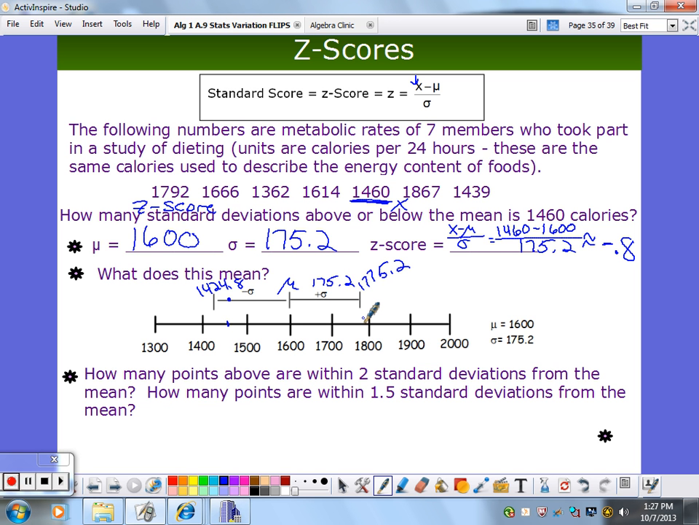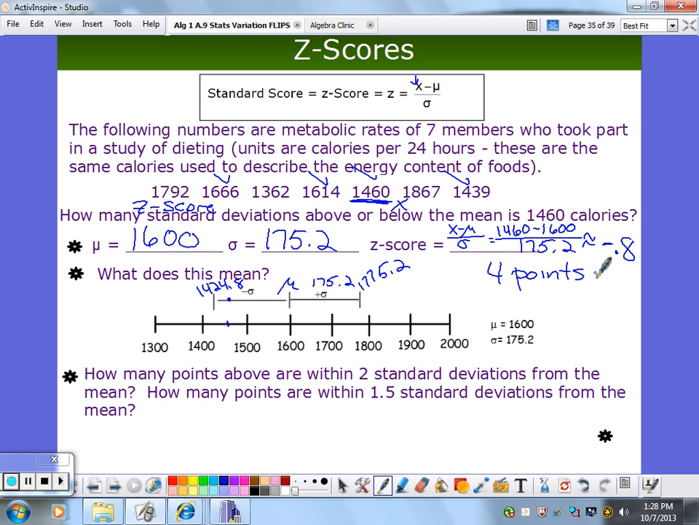Too big. No. How about 1666? Yes. How about 1362? Is that within 1? How about 1614? Yes, right? How about 1460? Well, yes, we just did that one. 1867? No. How about 1439? So how many points are within 1 standard deviation of the mean? 4. So 4 points within 1.